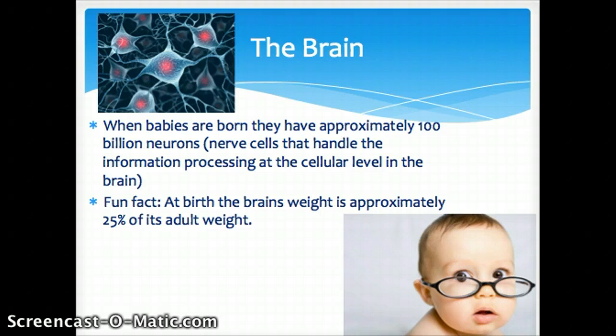When babies are born, they have about 100 billion neurons, which are nerve cells that handle the information processing at the cellular level of the brain. During prenatal development, neurons move to the right locations and start connecting to one another. Also, at birth, the brain weighs about 25% of its adult weight.